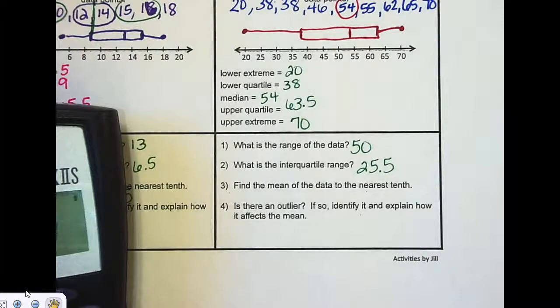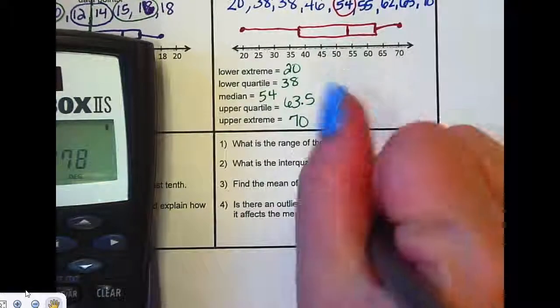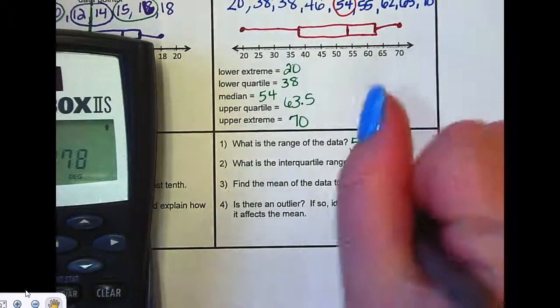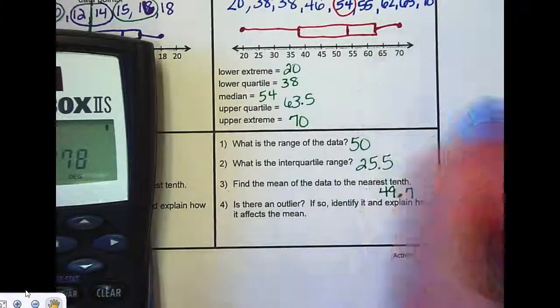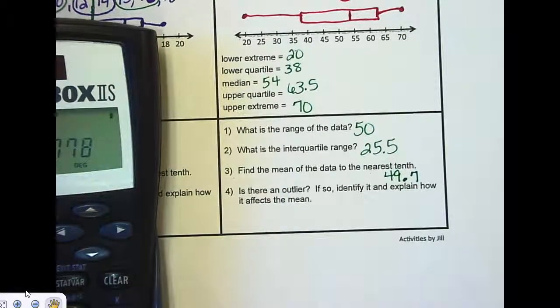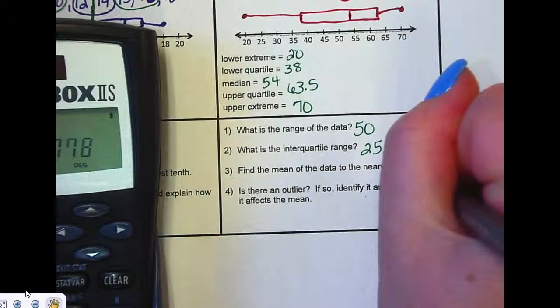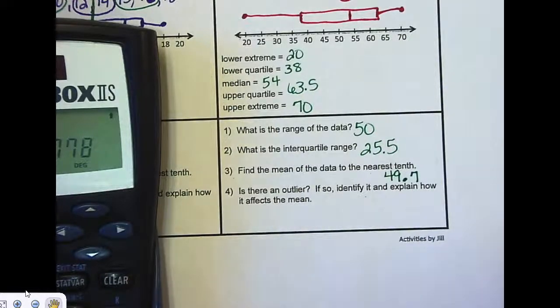$49 and 7 repeating. Is that what you all got? I feel like maybe I might have done something wrong. Is that what you got too? Okay. All right. So how would I write that? 49.7. And how do I show that 7 repeating? Very good.